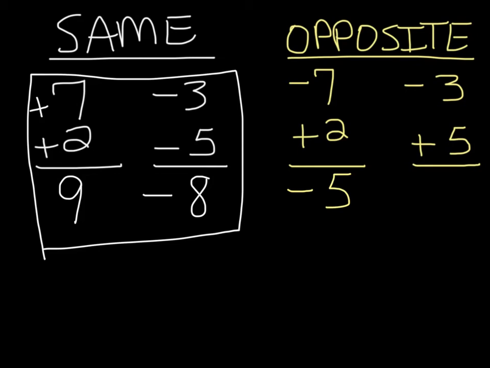Okay, now here's the second example. Negative 3 plus 5. Which number is the furthest from 0? 5 is. Therefore, we're going to use the sign on the 5, which is positive, and then we're going to subtract. 5 minus 3 is 2. So if the signs are the same, the sign stays the same, and you add. If the signs are opposite, then you use the sign of the larger absolute value, and you subtract.